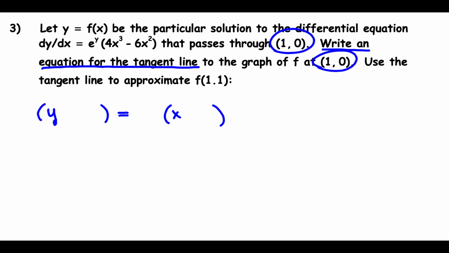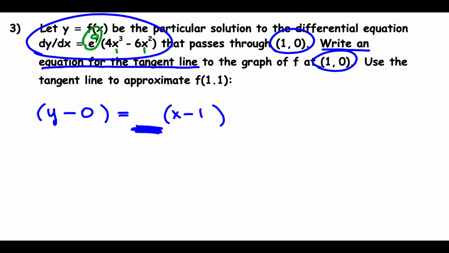It's mentioned a couple times. X is 1, y is 0, which means really the left side is just going to be y equals. And I need the slope to go into that gap right here. Slope is synonymous with first derivative, and the first derivative is given to us up here, dy dx. So let's put the 1, 0 in. Remember, 1 is the x, 0 is the y. So the slope is going to be e to the 0, which of course is 1, which I don't need. And then the parentheses will be 4 minus 6, which is negative 2. So there's the equation of the tan line.